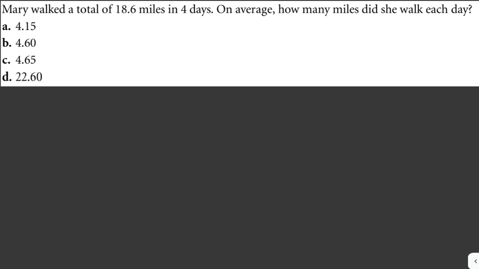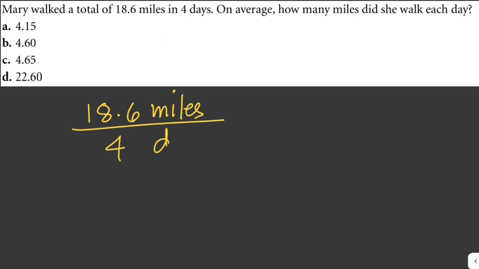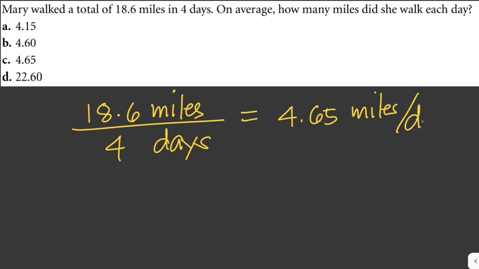Mary walked a total of 18.6 miles in 4 days. On average, how many miles did she walk each day? Now to solve this, we just have to divide 18.6 miles by the number of days, 4 days, so we can solve for the number of miles Mary walked each day. So this is just equal to 4.65 miles per day. So the answer here is letter C.